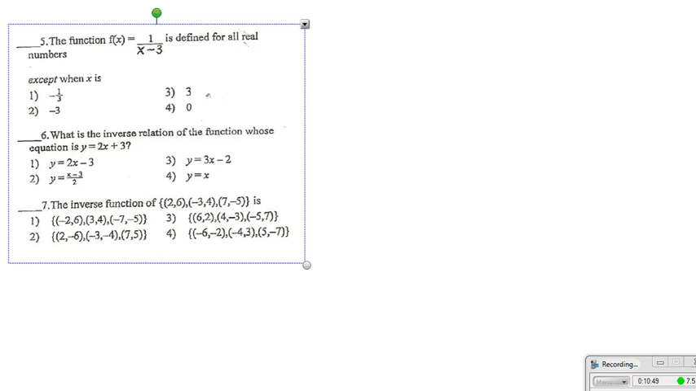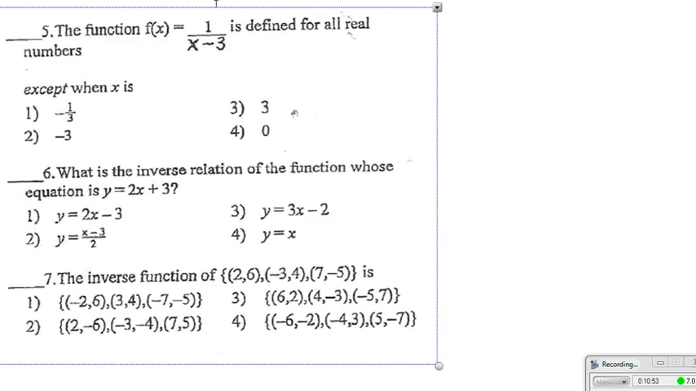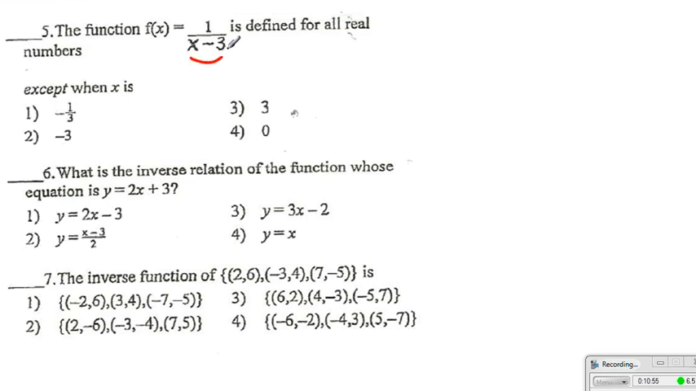Alright, so once again, number 5 is looking at the domain, essentially. And you will realize that the denominator cannot be equal to 0. So x minus 3 cannot be equal to 0. That means x cannot be equal to 3. So our answer will be choice 3.